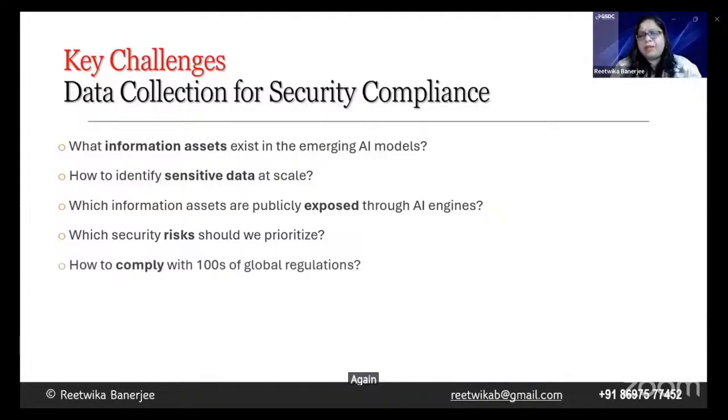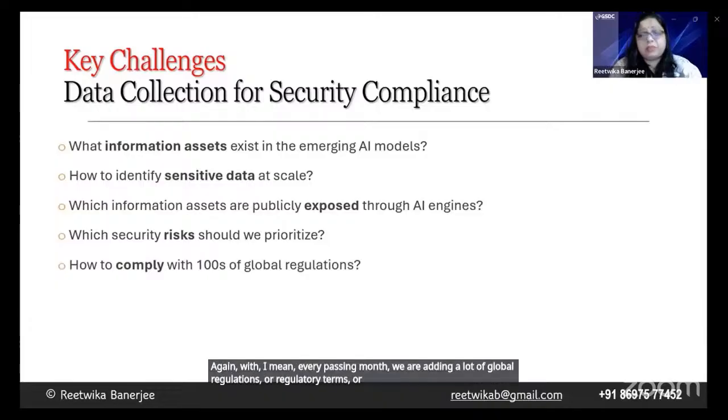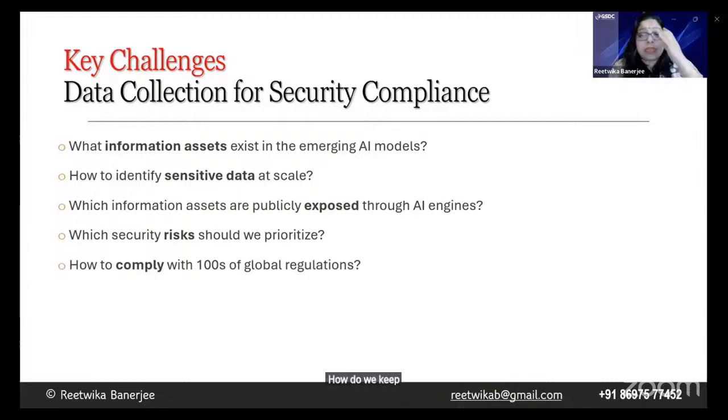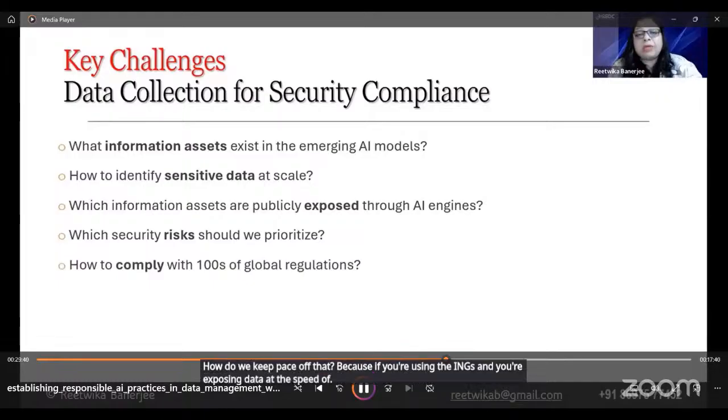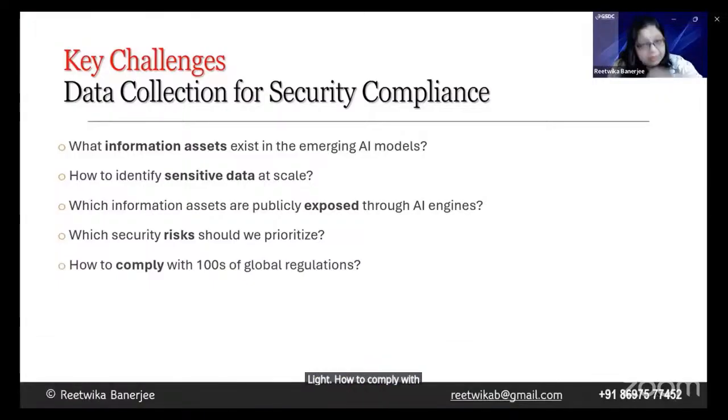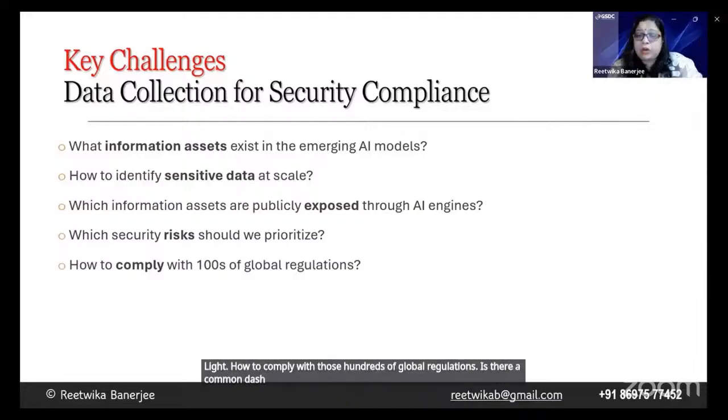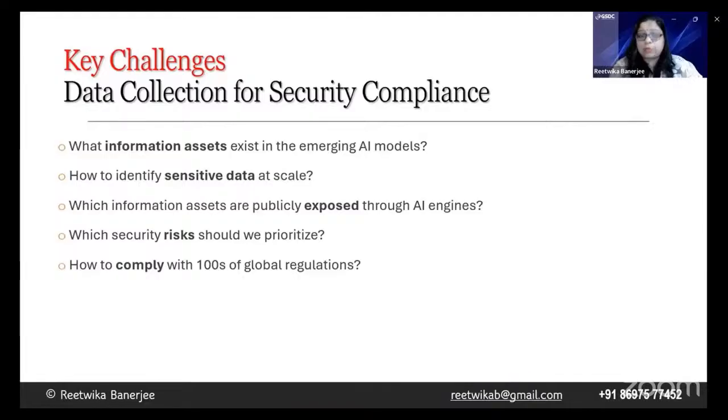Again, every passing month we are adding a lot of global regulations, or new additions to existing regulations, which are coming up. How do we keep pace with that? Because if you're using AI engines and exposing data at the speed of light, how do you comply with hundreds of global regulations? Is there a common dashboard which can automate this and give me early warnings, or at least some kind of notification that, okay, these are the new requirements I need to comply with.